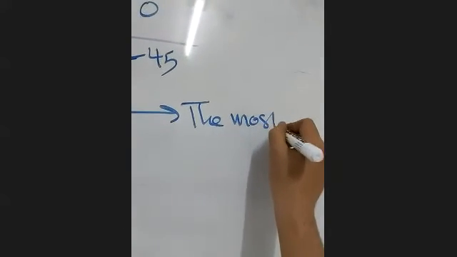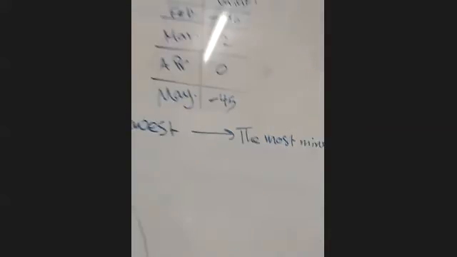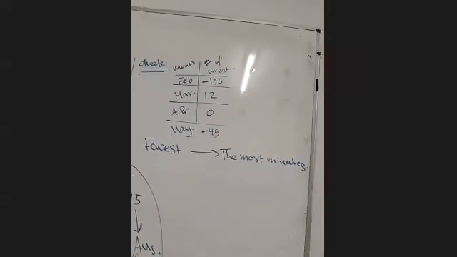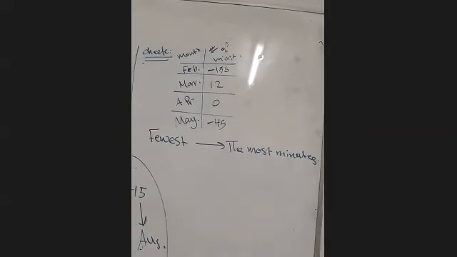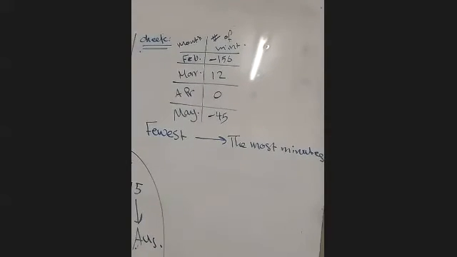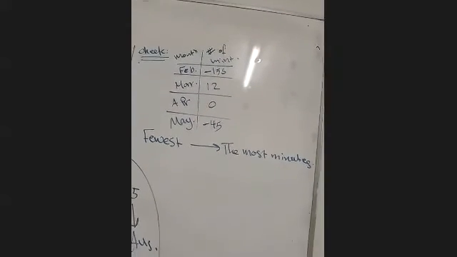Okay. Let's compare. First, let's order the numbers. What is the least or the fewest number here? The fewest number of minutes we mean. 0. 0 is the least, right? Excellent. Excellent boy. 0 is the least. Amazing boy.